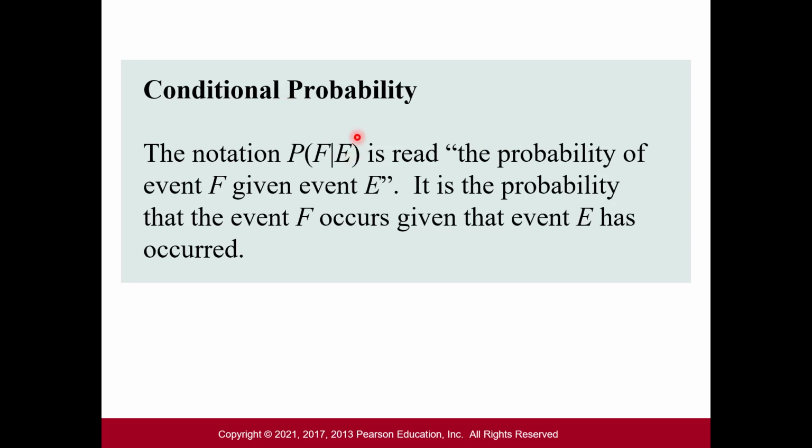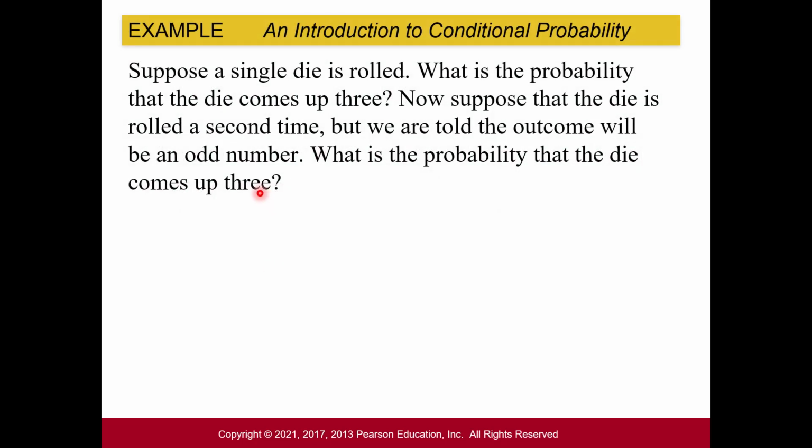A conditional probability is denoted like this, and the way you would read this is you would say the probability of, and then what's in parentheses, the event F given the event E. So the first event is listed first, so you're calculating the probability of that event given the second event that's listed after this vertical bar. So it's the probability that the event F occurs given that the event E has already occurred. So basically what's written second has occurred already, and then you're saying based on that, what's the probability of this other event occurring? So let's look at this example.